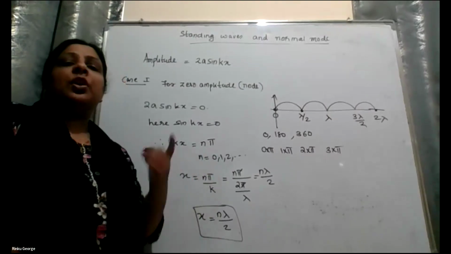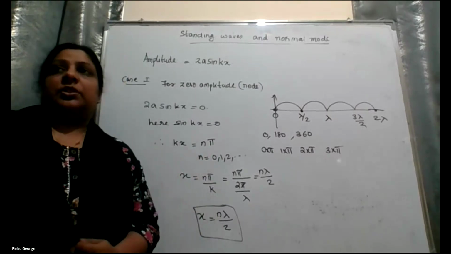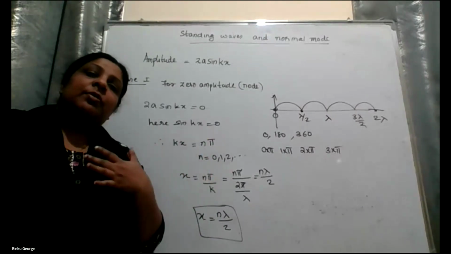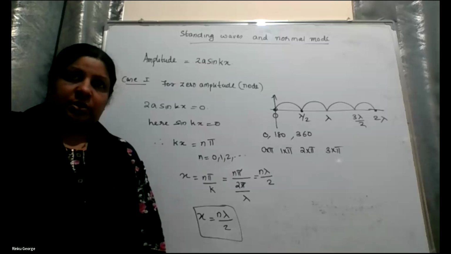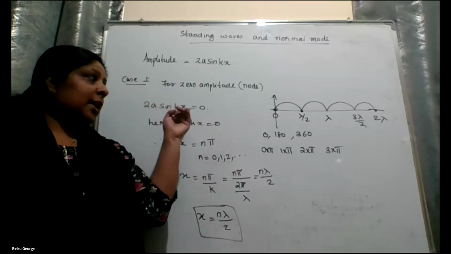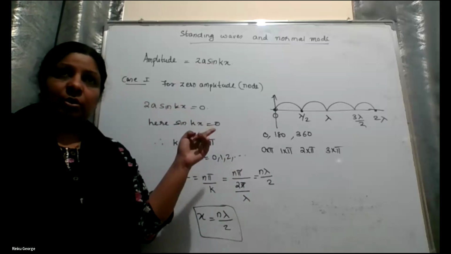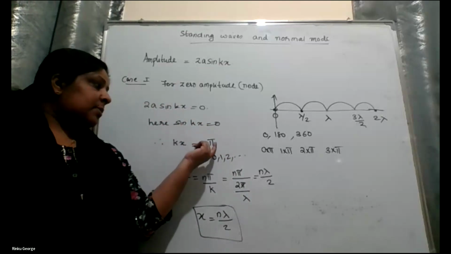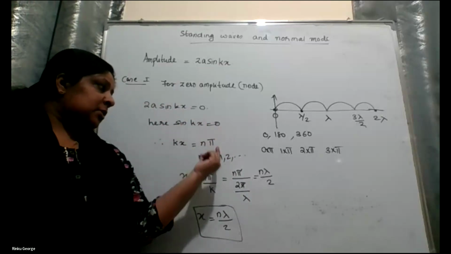Okay, so your aim is to find the position of nodes. You have the amplitude equation, and from there you are finding the position of nodes. Node means amplitude is 0. So 2a cannot be 0, so sine kx is 0. The position of node is given by x. So kx will be n pi for sine to be 0.